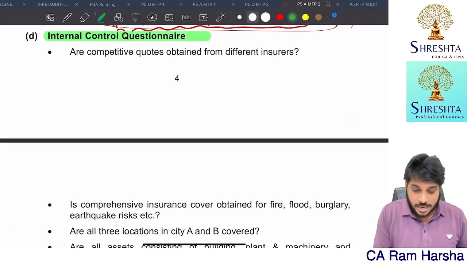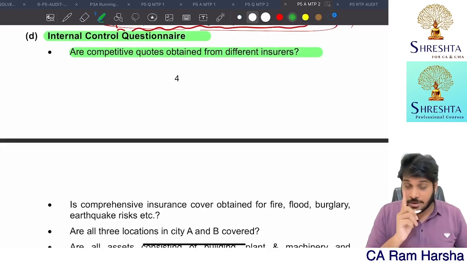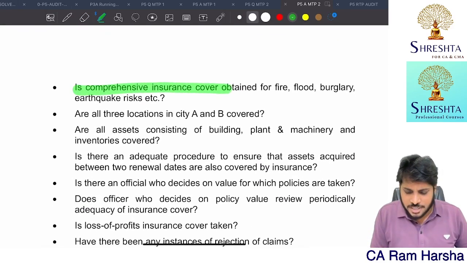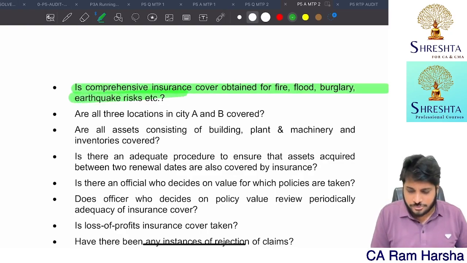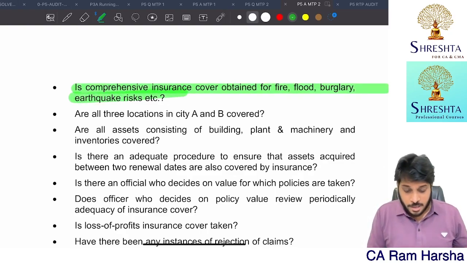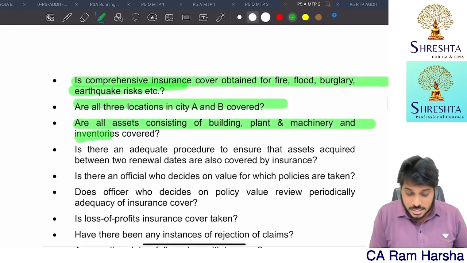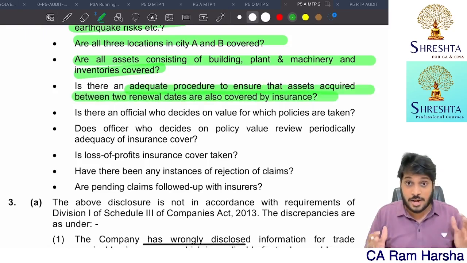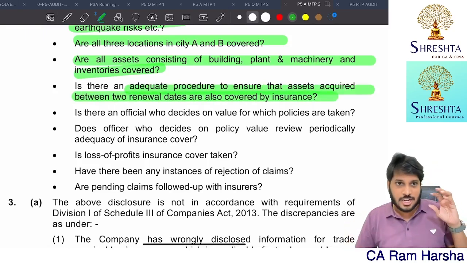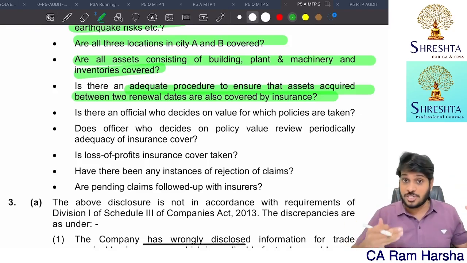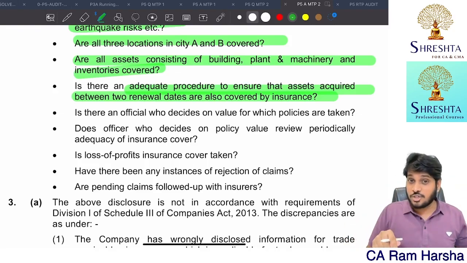Internal control questionnaire: whether quotations were obtained from different insurers before you take an insurance policy. Is comprehensive insurance cover obtained for fire, flood, burglary, earthquake risks, all that? Are the 3 locations covered in insurance? Are all the assets covered in insurance? Is there an adequate procedure to ensure that assets acquired between renewal dates are also covered? Generally, when you take an insurance, you take insurance on the existing assets. Suppose new machinery you purchased, whether that is also covered under insurance.